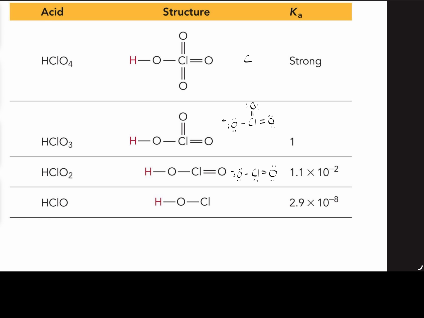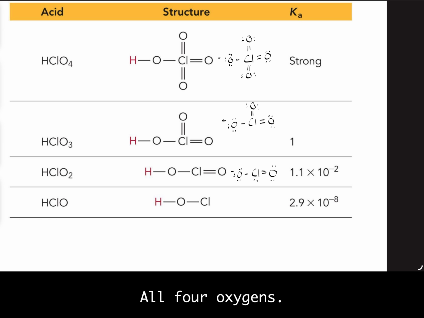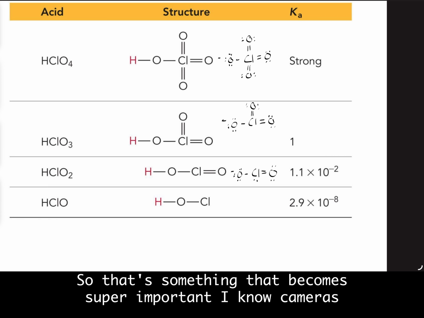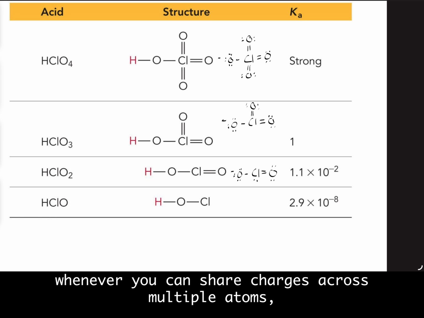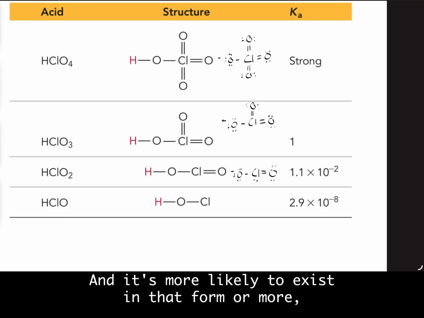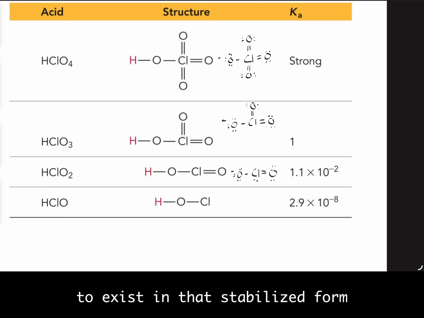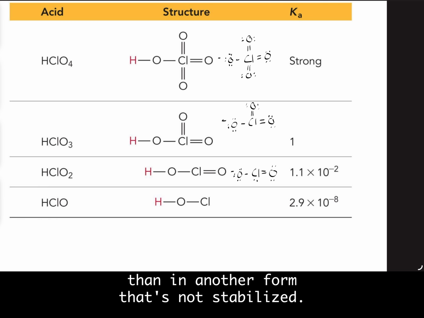Because if we go up to this one, now that negative charge is shared between all 4 oxygens. So that's something that becomes super important in Chem: whenever you can share charges across multiple atoms, that makes it something that's more stable. And it's more likely to exist in that form, or more, I guess, energetically beneficial to exist in that stabilized form than in another form that's not stabilized.